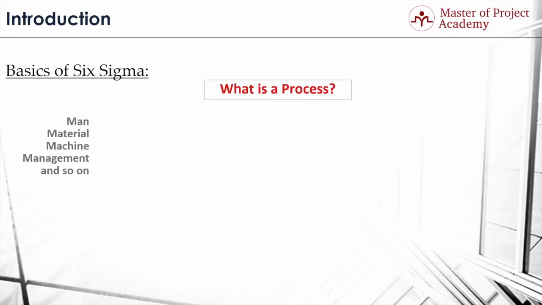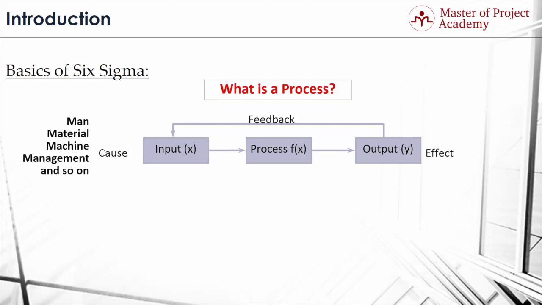Man, material, machine, management, etc. create a cause. These are actually inputs for the processes. Based on these inputs, processes generate outputs, and these outputs are used as feedback to improve the future outputs as well. Processes produce products or services. A common feature of any such process, as shown, is emphasis on inputs and outputs.